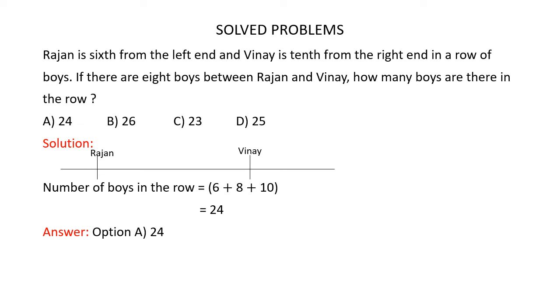Now it's given that Rajan is 6th from the left and Vinay is 10th from the right end in a row of boys, and there are 8 boys between Rajan and Vinay. So the number of boys in the row is 6 plus 8 plus 10, which is 24. There are 24 boys in the row. The correct answer is option A, 24.